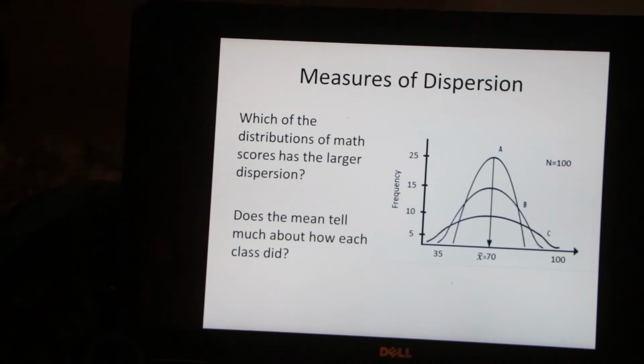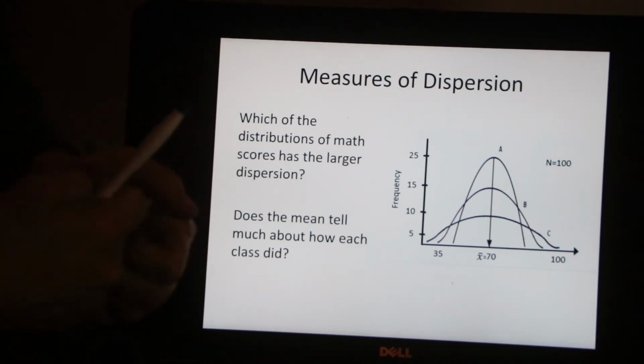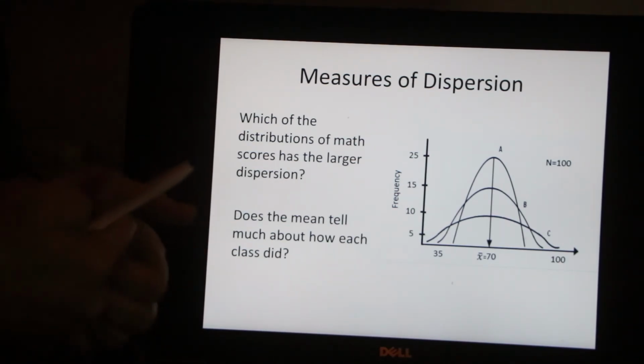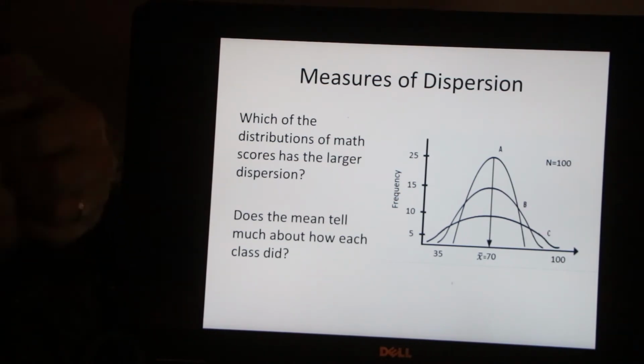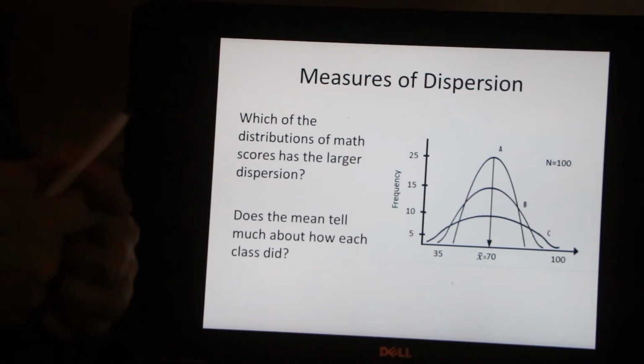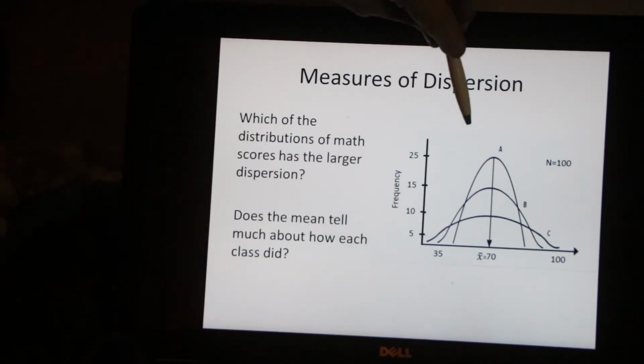So we have 3 different classes. All 3 of them had an average of 70, but the behavior, in terms of everybody's scores, is very different. So the mean doesn't really tell us that much about that kind of variation that went on in that class. Which class would you want to be in? Would you want to be in the class where nobody got 100? You'd be more likely to have gotten a passing grade if you were in class A.